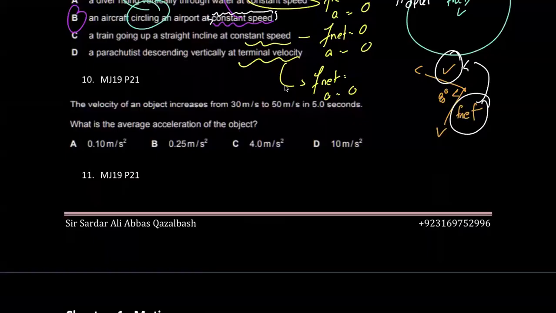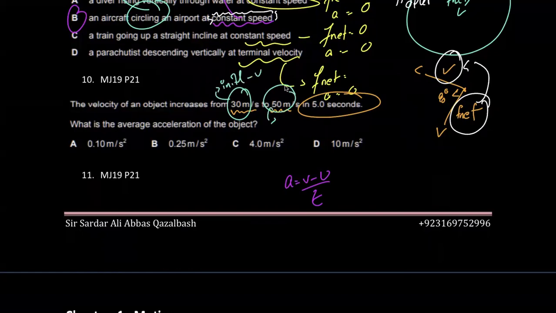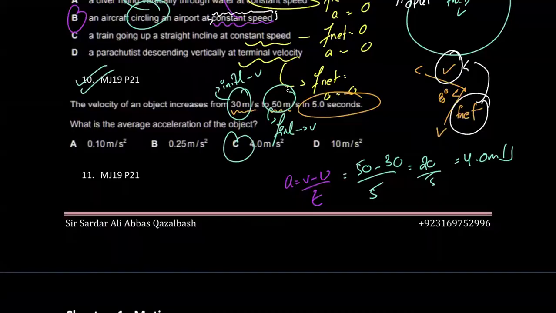Question number 10. The velocity of an object increases from 30 meters per second to 50 meters per second in only 5 seconds. What is the average acceleration of the object? So your acceleration is v minus u over t. It increases from 30 to 50, so this is your initial, u, and this is your final, v. So 50 minus 30 over 5. The answer is going to be 20 over 5, which is 4 meters per second square.